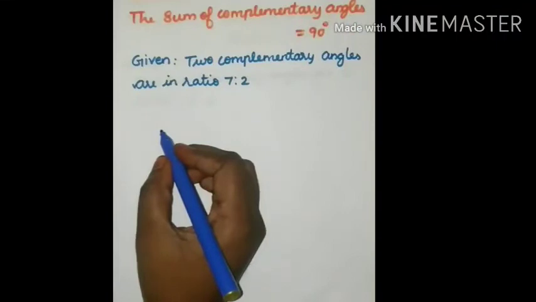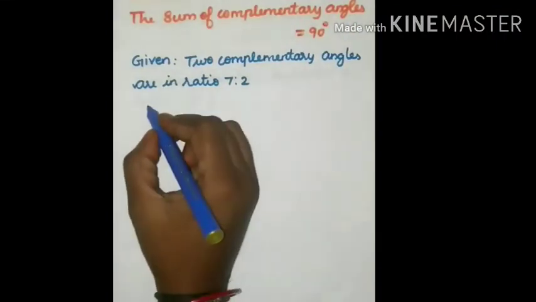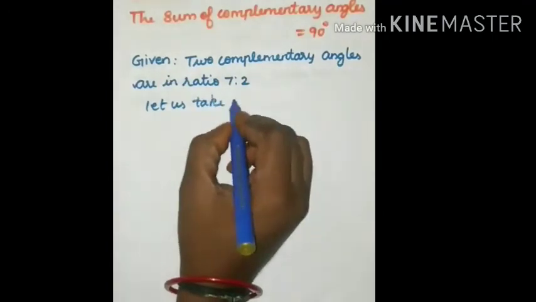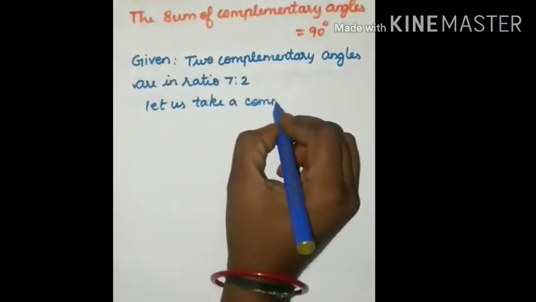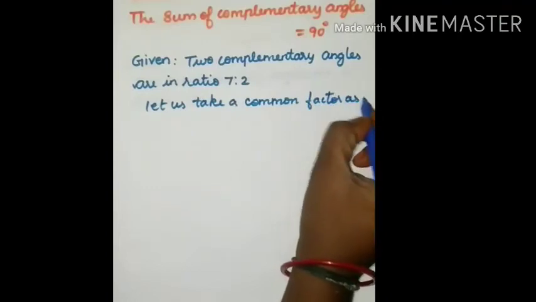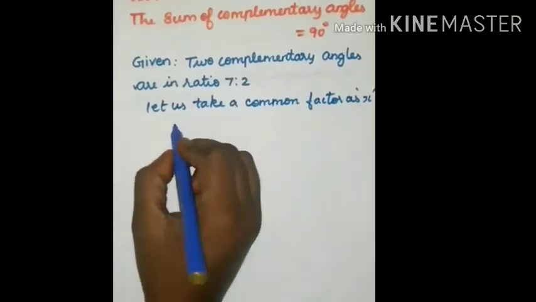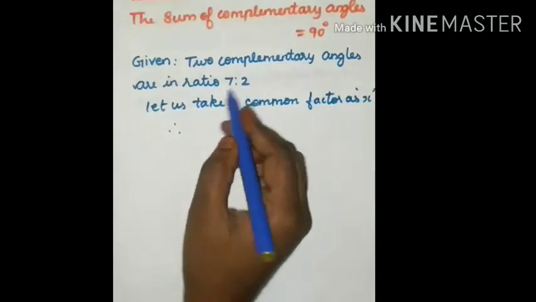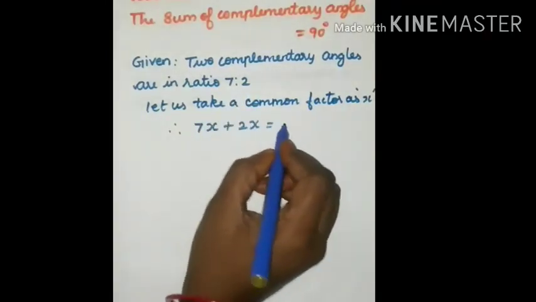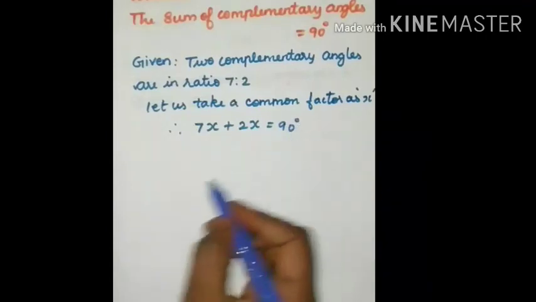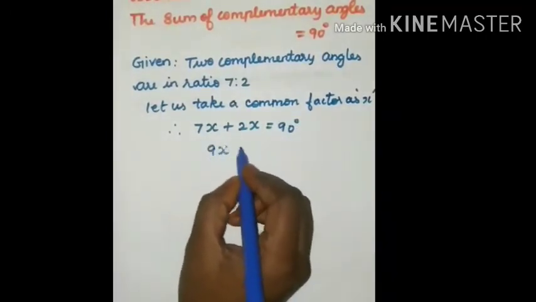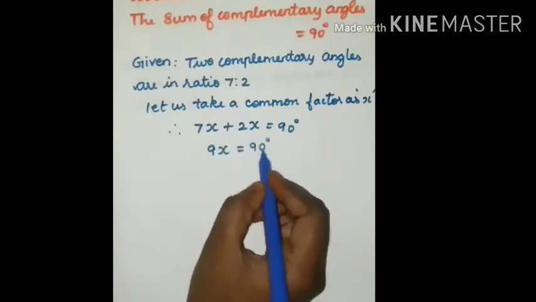Let us take a common factor as x. Therefore, 7 is to 2 as 7x plus 2x equal to 90 degree. 7x plus 2x is what? Yes, 9x equal to 90 degree.